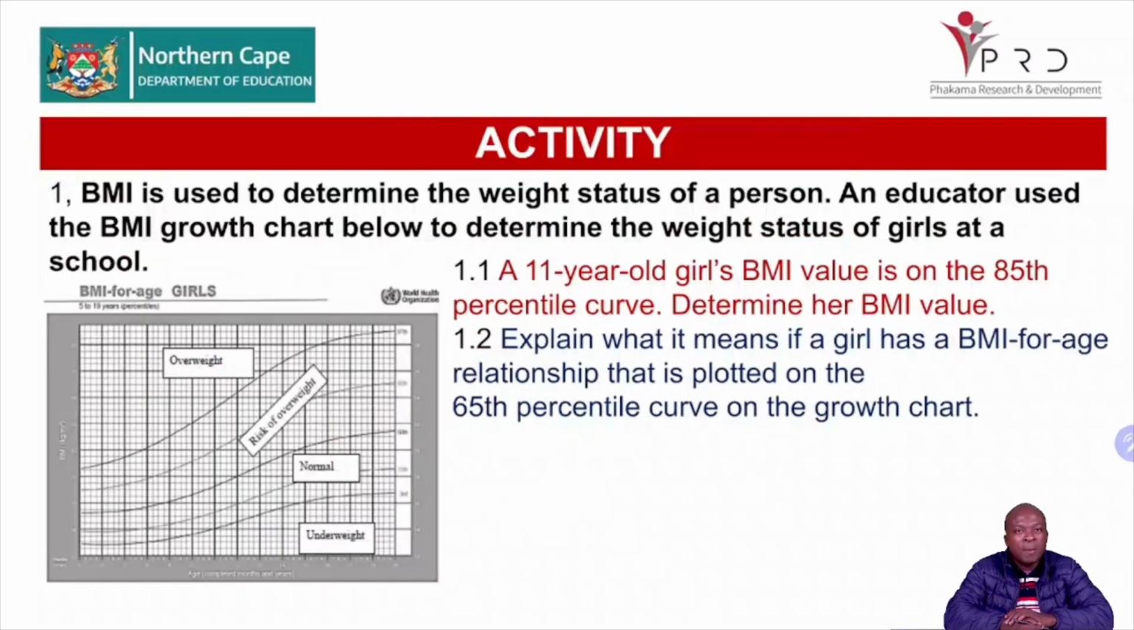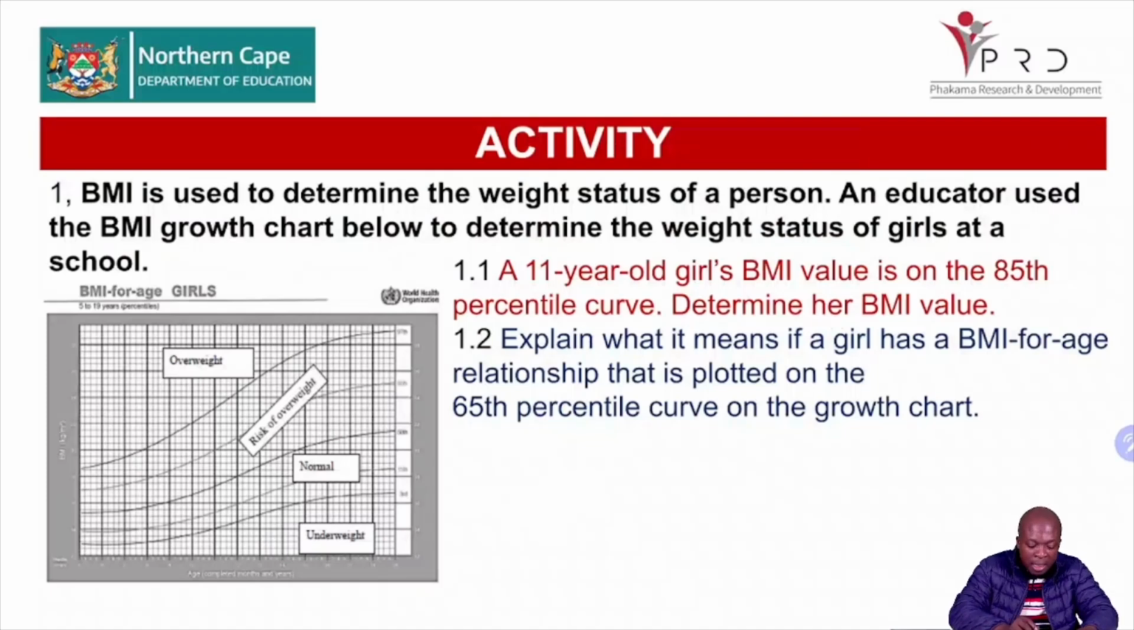I hope it is helping a lot. Now it is your turn. Let's do this activity and see how far it takes us. Number 1: BMI is used to determine the weight status of a person. An educator used the BMI growth chart below to determine the weight status of girls at a school.